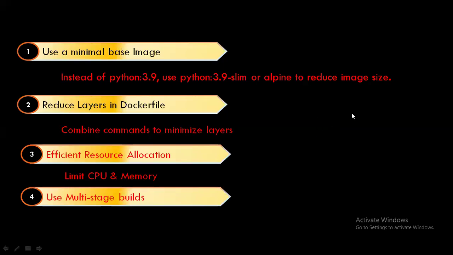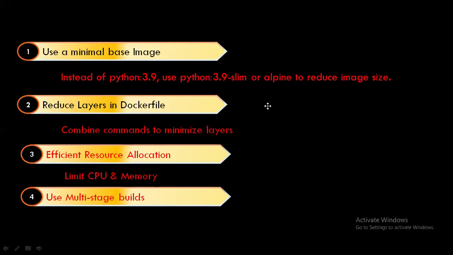The first best practice is use a minimal base image. Instead of using Python 3.9, use Python 3.9 Slim. What is Slim? Here, the Slim will tell your Docker to use only the base packages that are related to Python 3.9 instead of installing all the packages that are related to Python. You just use only the base image of your Python so that it will save space, right? The image size will be smaller. It will not be too big.